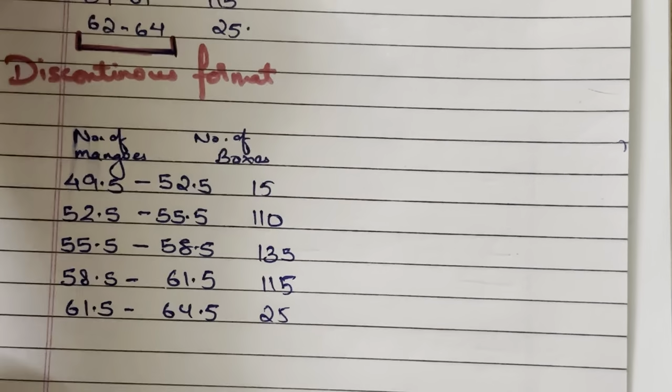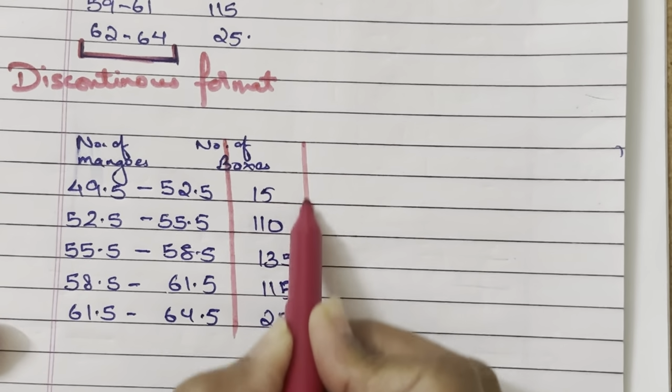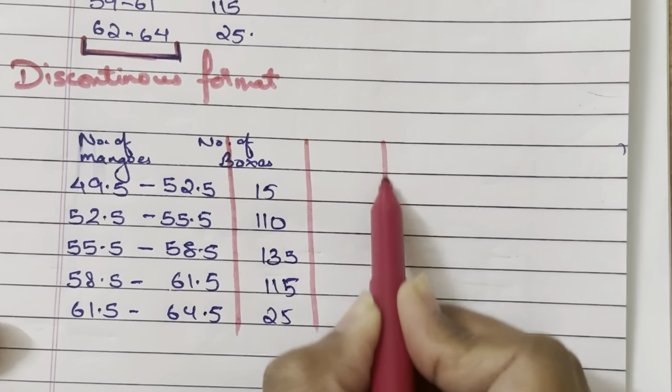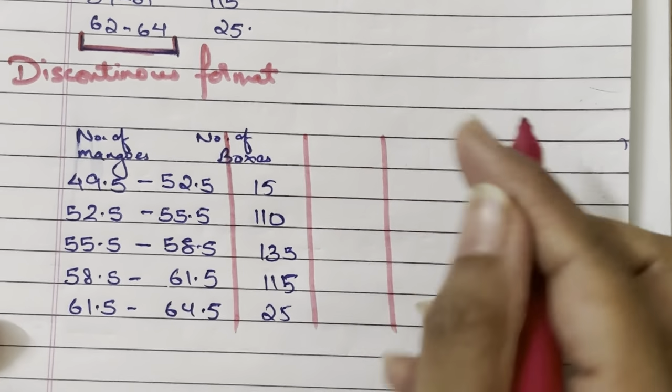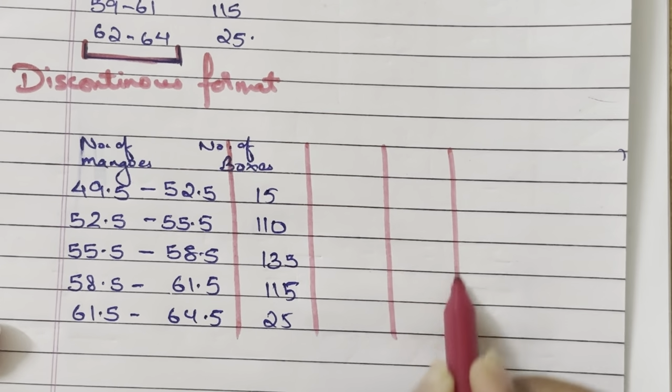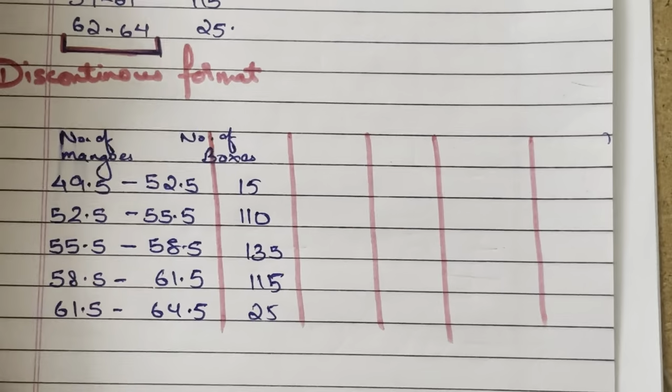Okay, let me just draw the lines in here so that it's a little separate for you to understand. The next column would be an X column that you would get as half value from this, the middle of the class, the mid values. Then you get your D column, then you get your U column, okay? And you have your FU column here.